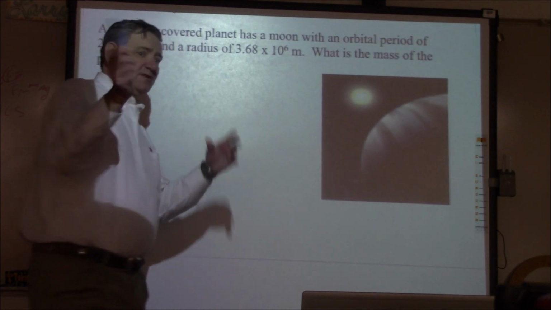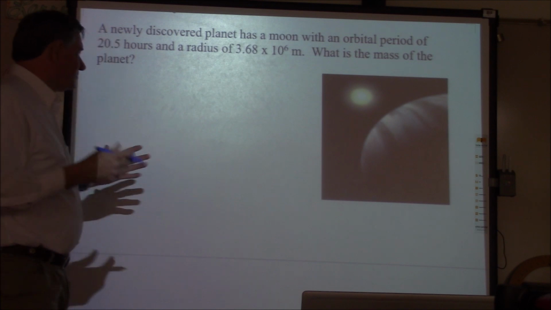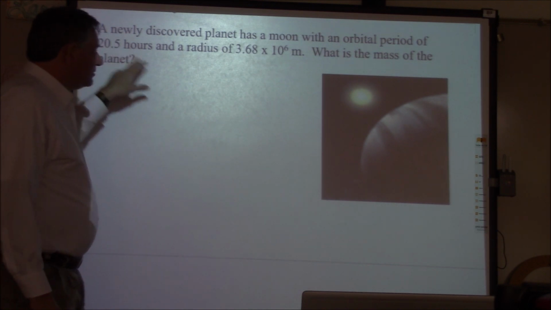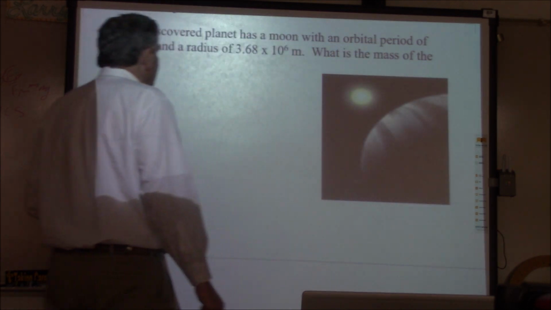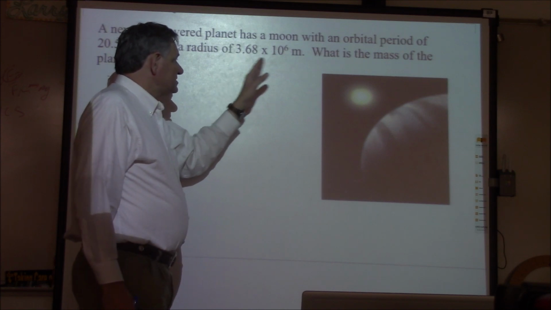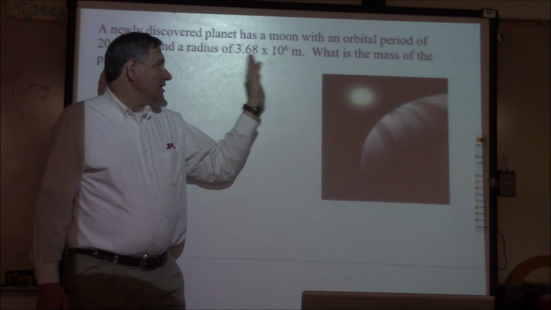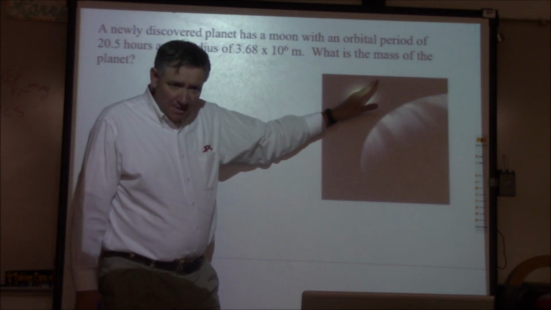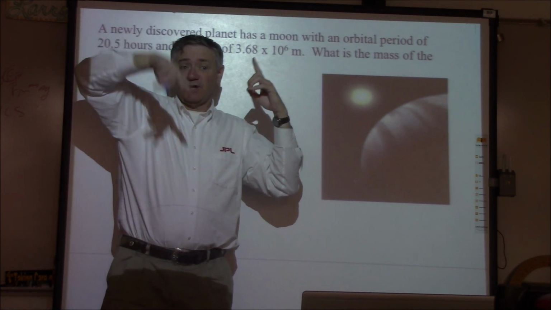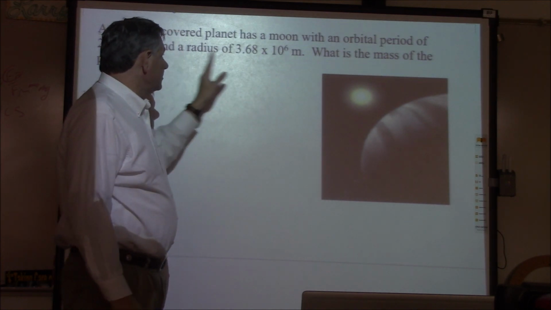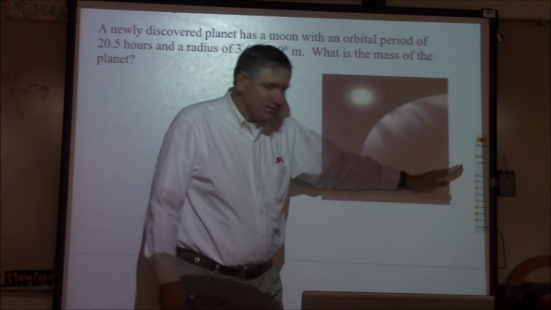So we found this exoplanet, and we've made observations with the telescope. We have an orbital period of 20.5 hours, so that's how long it takes to go around, and a radius of 3.68 times 10 to the 6. Now, let's talk about this radius. Unless I tell you that it's the distance above the planet, like I did on the first one where the satellite was orbiting 122 kilometers above the Earth, if I just tell you this is the orbital radius, that is the distance from that moon to the center of the planet.